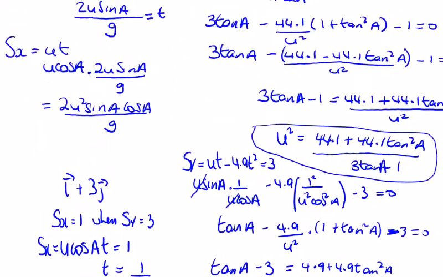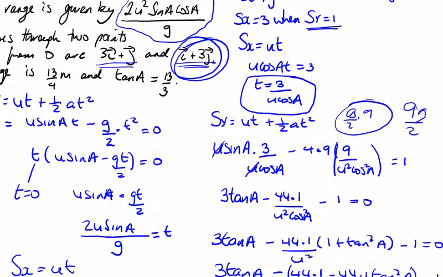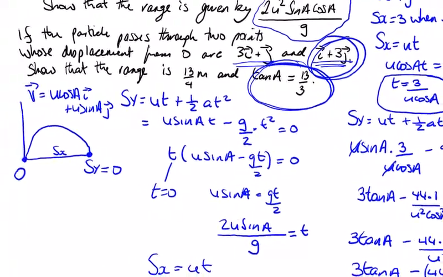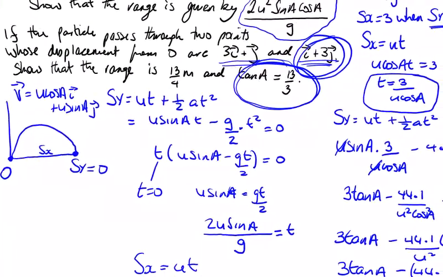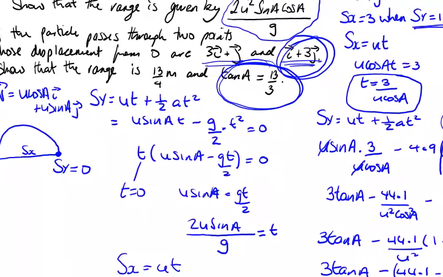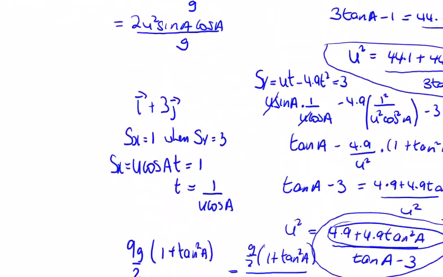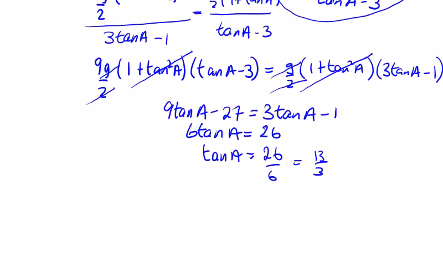Hopefully that's what they wanted. All the way back. Oh, brilliant. Tan a is 13 over 3. Okay. And then we're asked, show that the range is 13 over 4, and that tan A is 13 over 3. Okay, so we need the range now. We need the range. What do we have for range here? Range is equal to 2u squared.